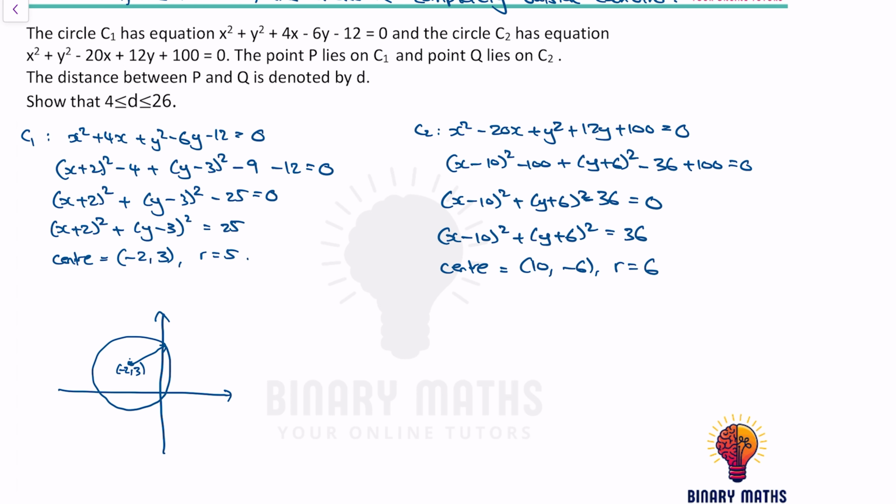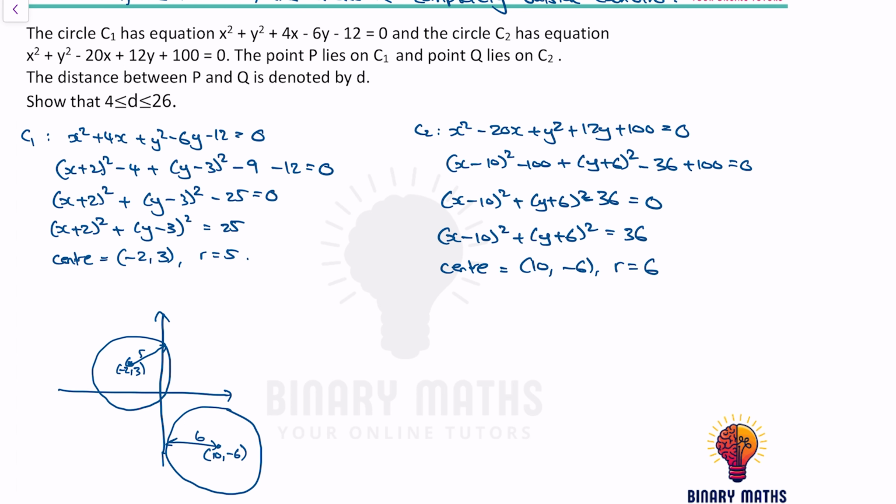So we will cross the x and y axis. And my second circle has circle center 10, negative 6, and the radius is 6. Now the point P lies on C1 and Q lies on C2. So the distance between P and Q is denoted by D. Show that 4 is less than or equal to D, which is less than or equal to 26.